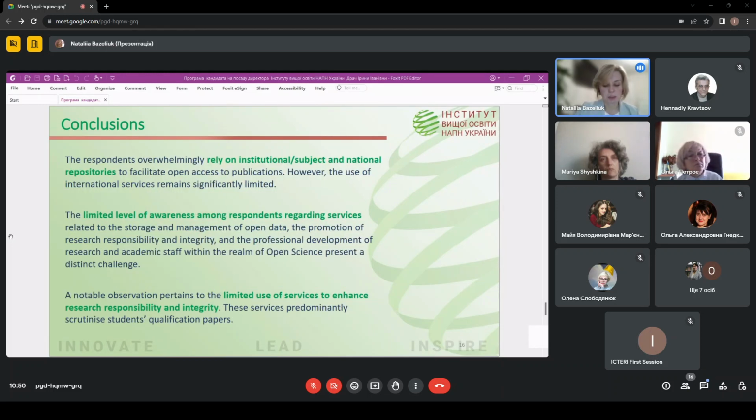The respondents overwhelmingly rely on institutional subject and national repositories to facilitate open access to publications. However, the use of international services remains significantly limited. The unfortunate damage inflicted upon services hosting institutional repositories due to the military operations emphasizes the necessity for comprehensive measures to provide informational, educational, and consulting support to personnel within these institutions.